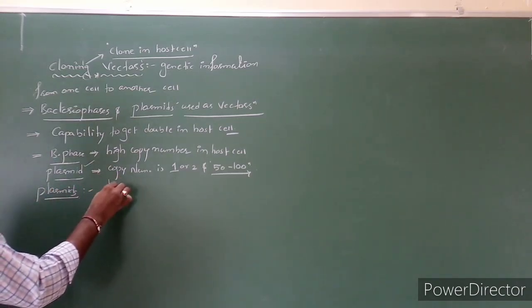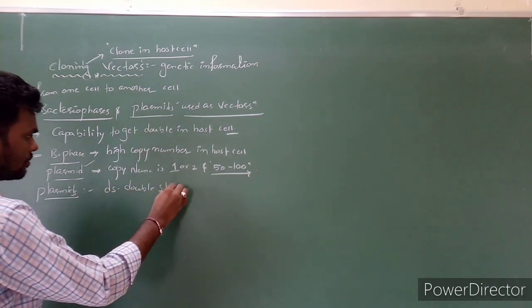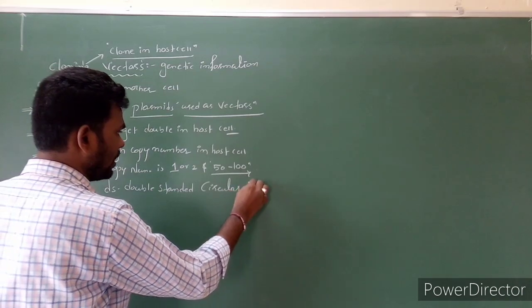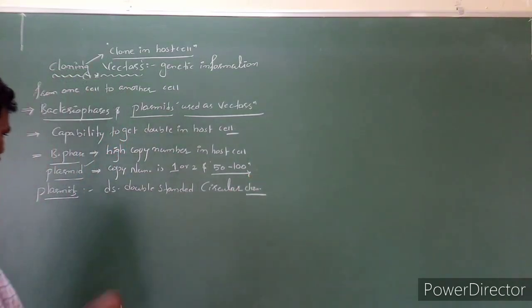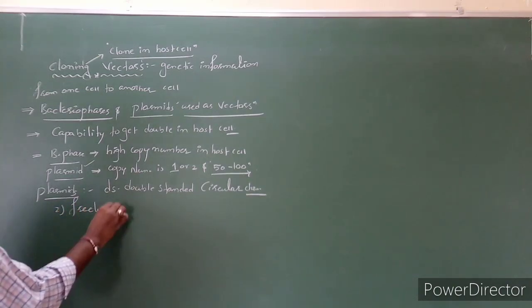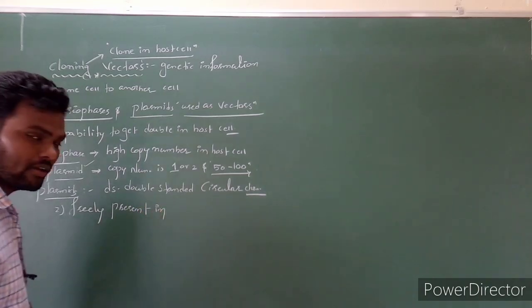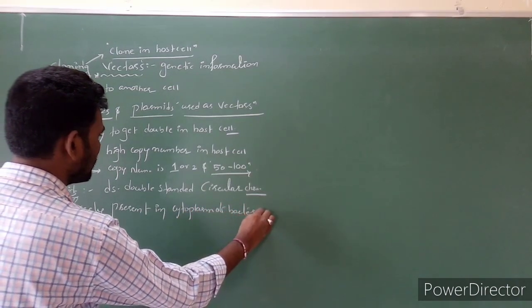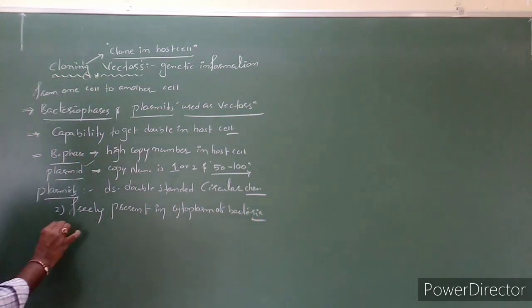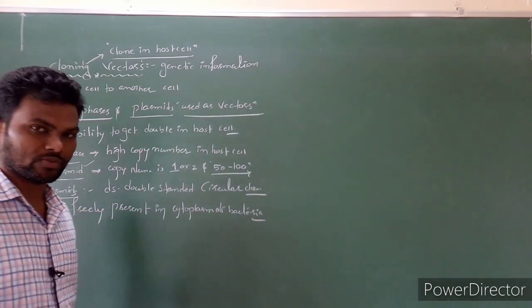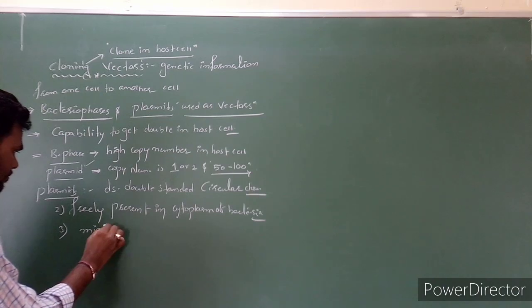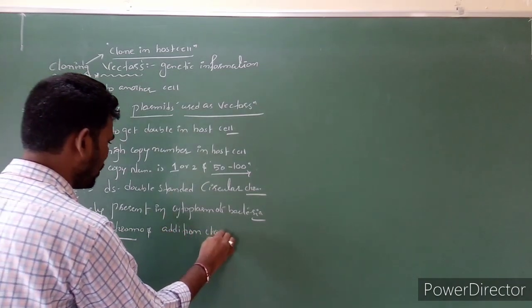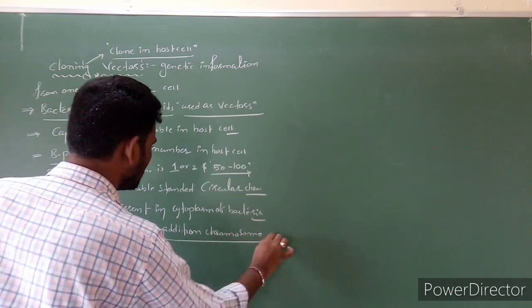Plasmids are double-stranded circular chromosomes which are freely present in the cytoplasm of bacteria, and which are also called additional chromosomes or mini chromosomes to the bacteria.